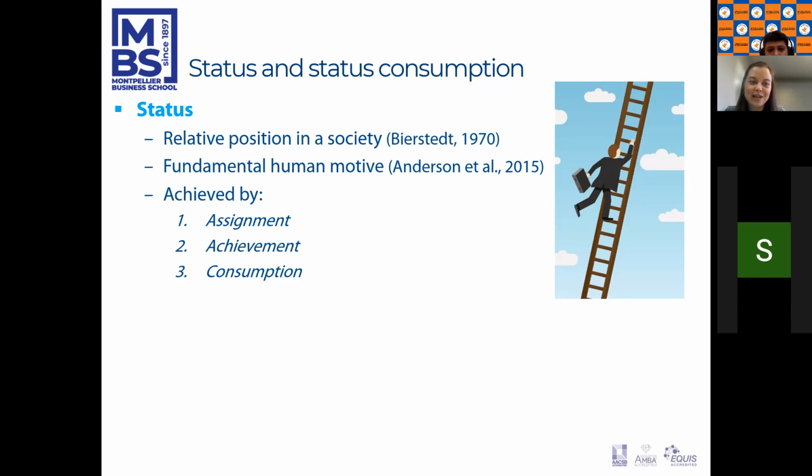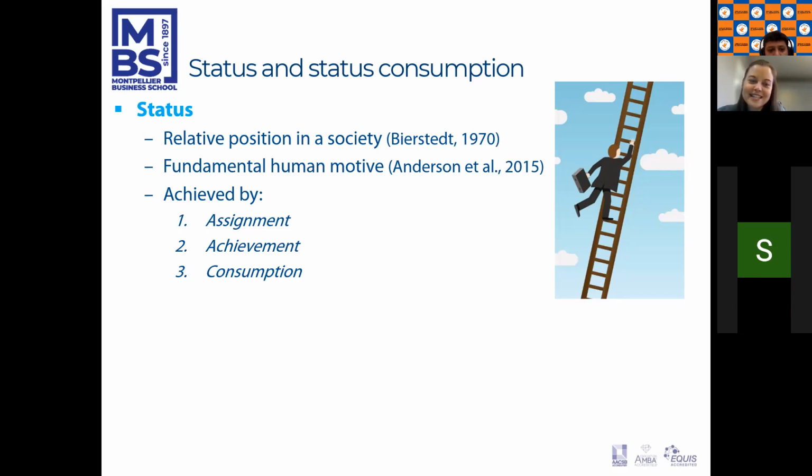Research also found that status is a fundamental human motive, meaning that all of us in one way or another are craving status. So it's very natural for people to try to be as high as possible on that ladder, right? We all want to have high status. Now, status can be achieved in 3 basic ways. One is by assignment. So this means that you are given status by assignment. For example, if you are born into a rich family or into a royal family, you don't have to do much for it. You are just born with this high status, so you are very lucky.